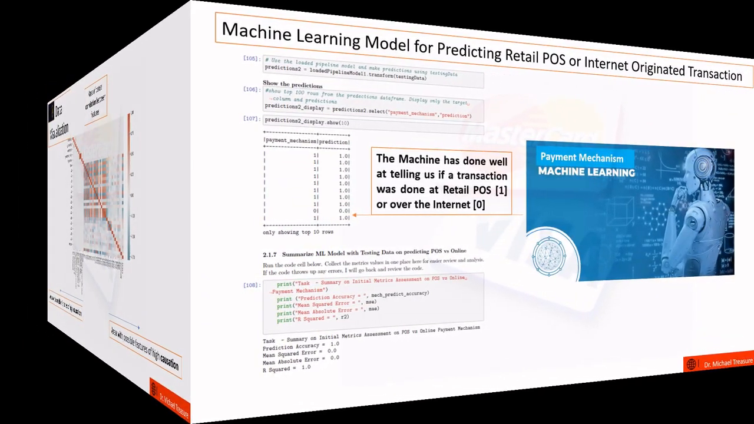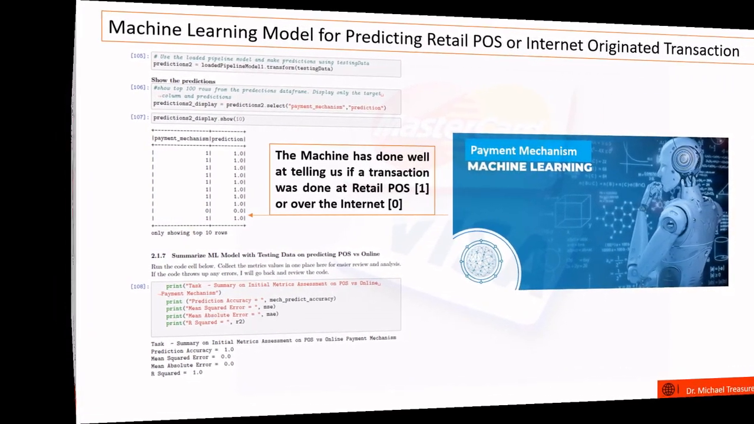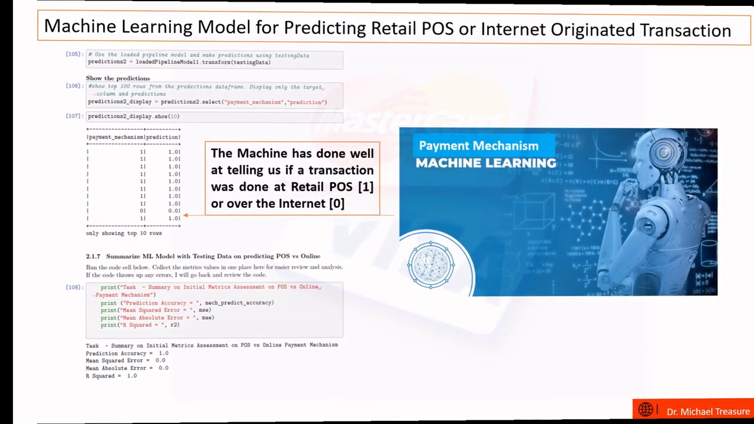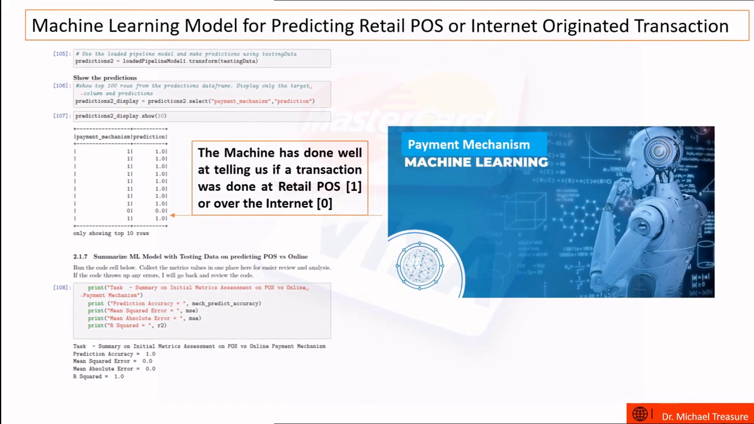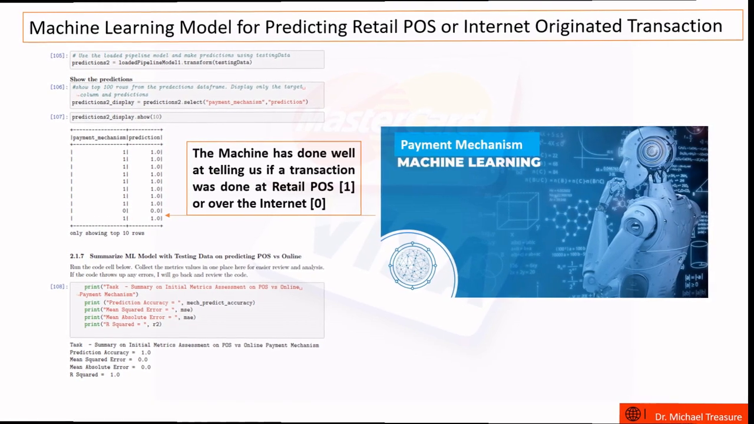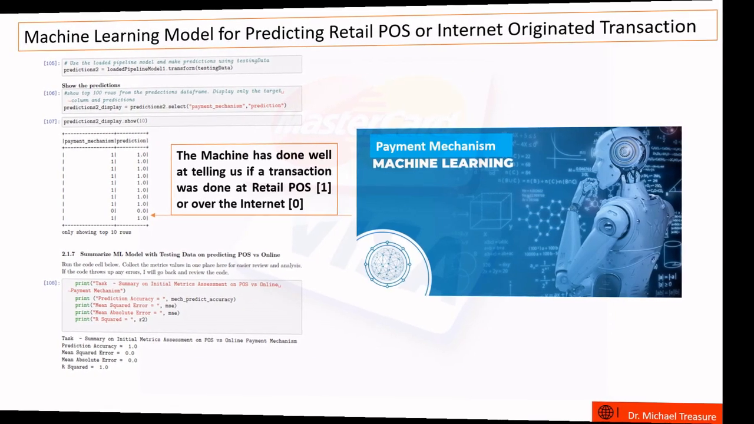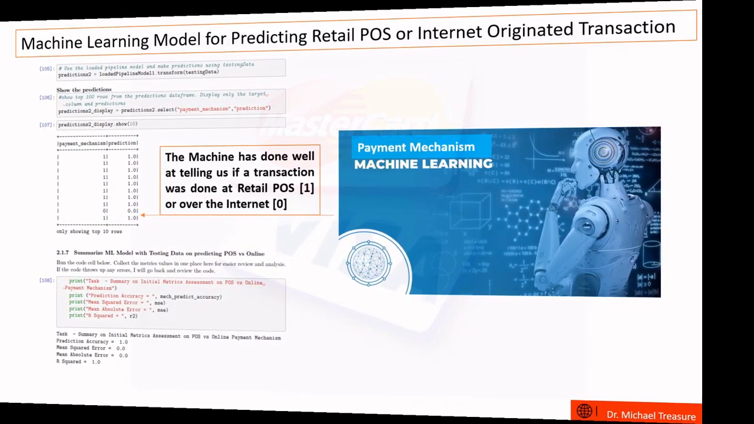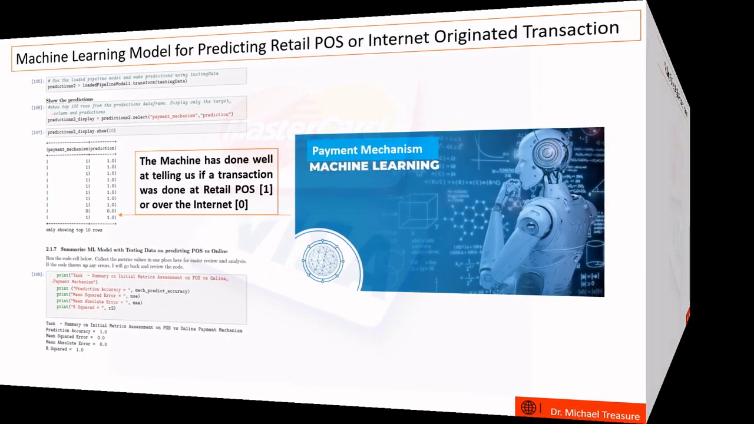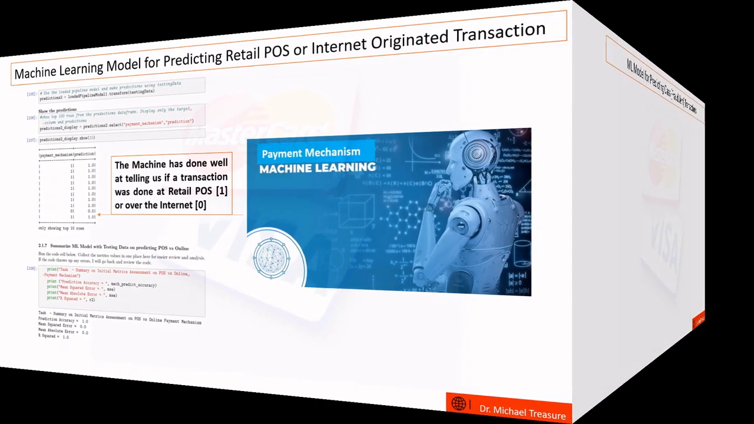I will not be showing the technical under the hood details of the ML model developed and trained. You may read the accompanying white paper to get the technical details. Here, I show the results of one of the ML models developed. This ML model has done extremely well in determining whether a transaction was done at retail point of sale or over the internet. The metrics used to determine how good the ML model had performed are shown here.